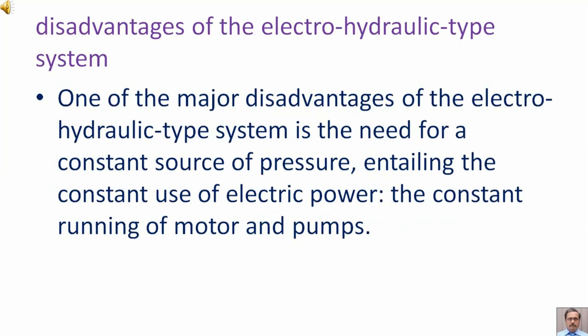Disadvantages of the electro-hydraulic type system. One of the major disadvantages of the electro-hydraulic type system is the need for a constant source of pressure, entailing the constant use of electric power, the constant running of motor and pumps.